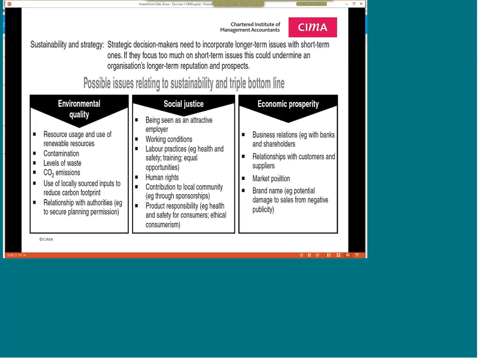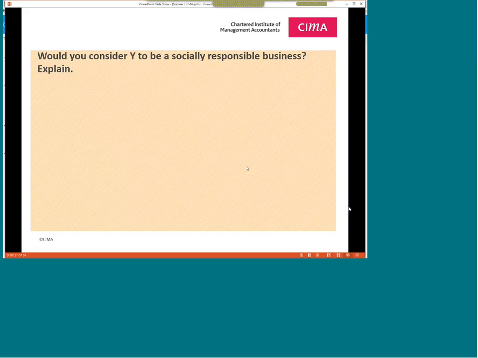So when we talk about these three areas, if you want to answer the question, would you consider our particular business to be a socially responsible business, and explain why? Yes, it's socially responsible.